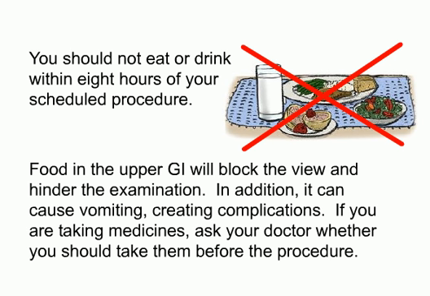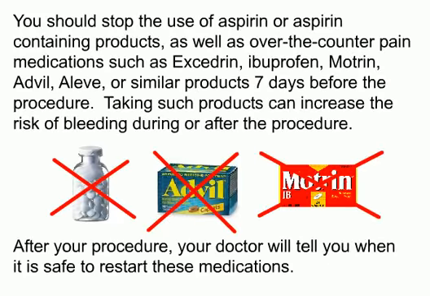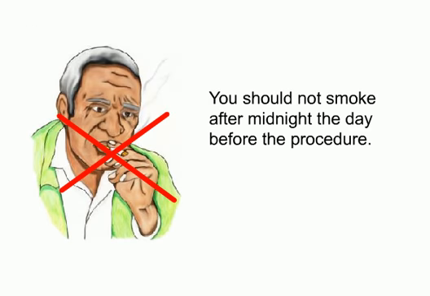If you are taking medicines, ask your doctor whether you should take them before the procedure. You should stop the use of aspirin or aspirin-containing products, as well as over-the-counter pain medications such as Excedrin, ibuprofen, Motrin, Advil, Aleve, or similar products 7 days before the procedure. Taking such products can increase the risk of bleeding during or after the procedure. After your procedure, your doctor will tell you when it is safe to restart these medications. You should not smoke after midnight the day before the procedure.